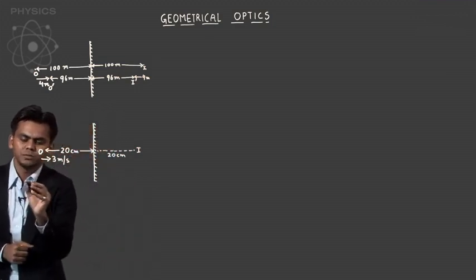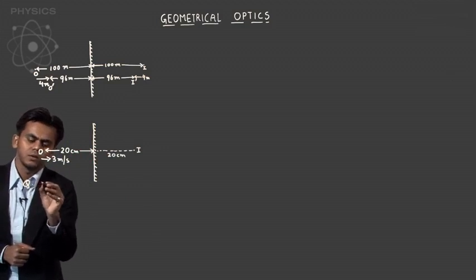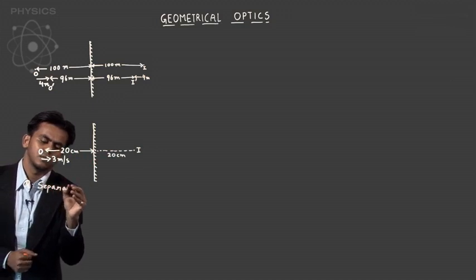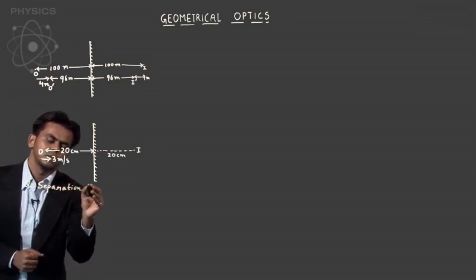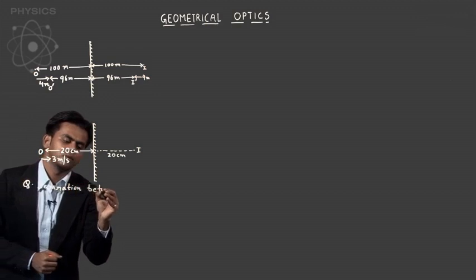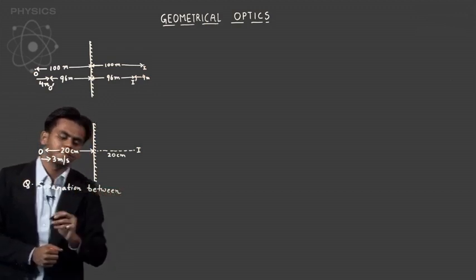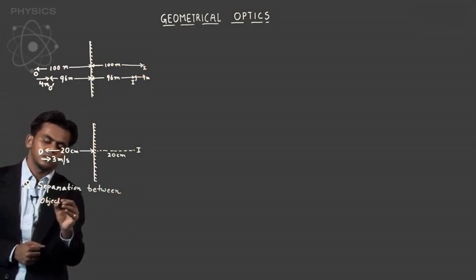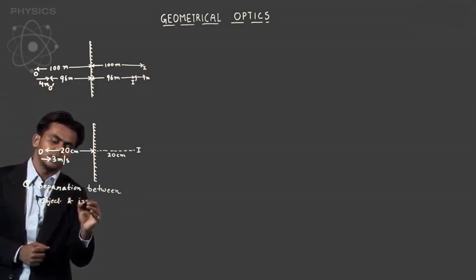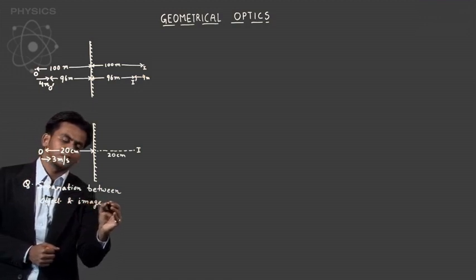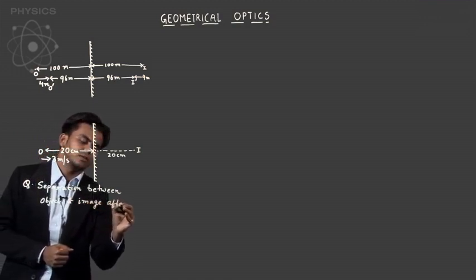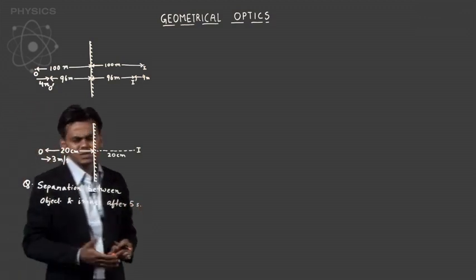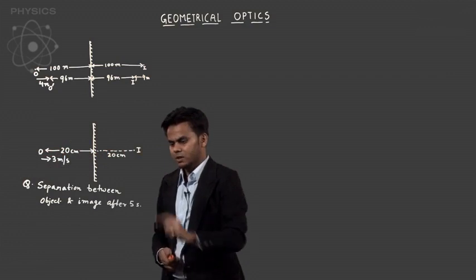I'll write the question for you. Separation between object and image after 5 seconds. How do you find that? How?